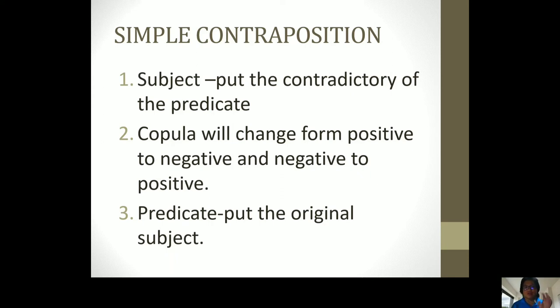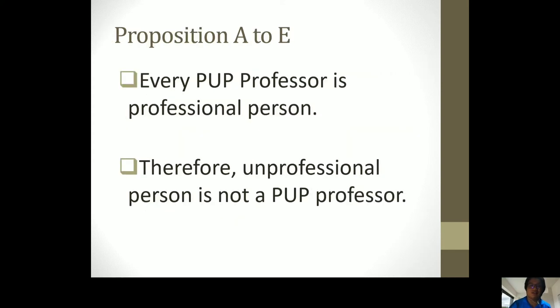But this time, you're going to put the subject into the predicate, but keep your subject as the original. But when you put your predicate into the subject, make it a contradictory. Okay? Contraposition. It's a different position now, but again, your copula will change.